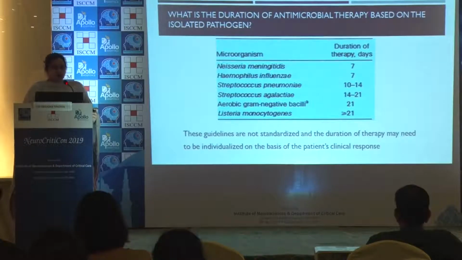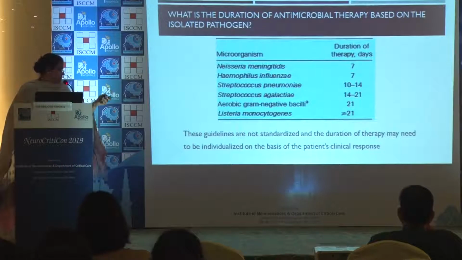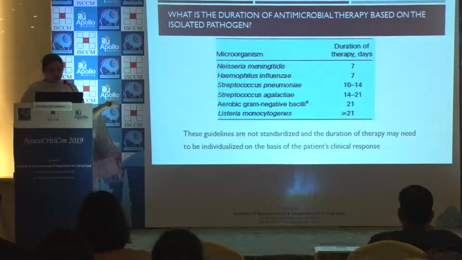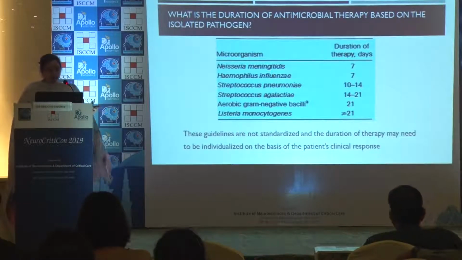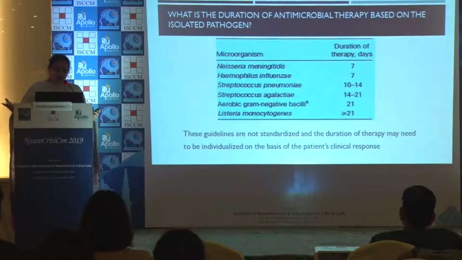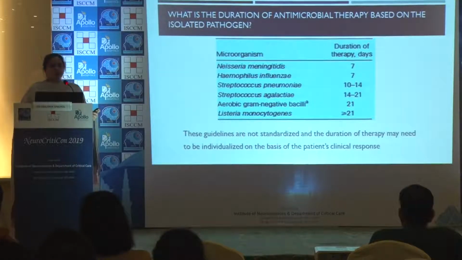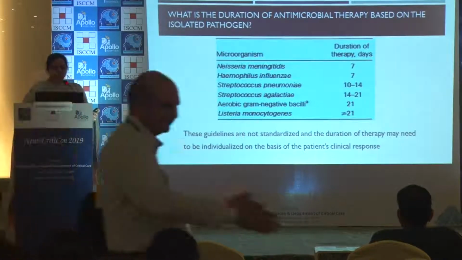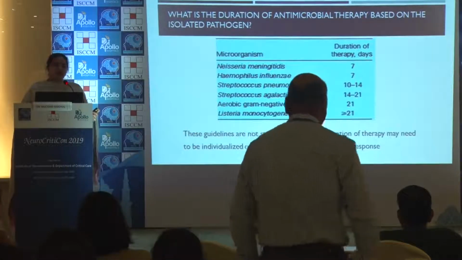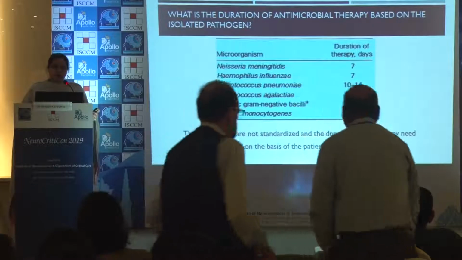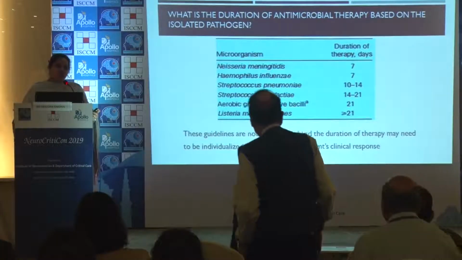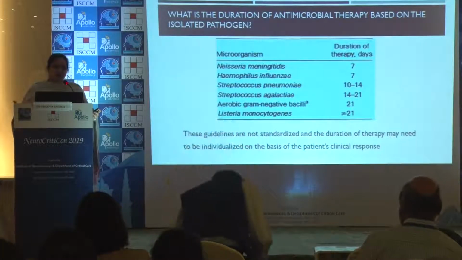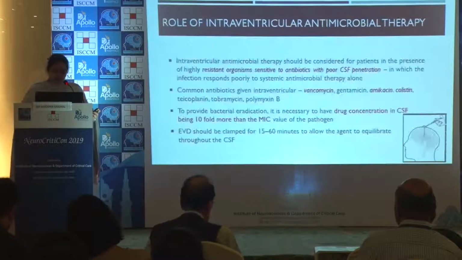Before that, what is the duration of antimicrobial therapy based on the isolated pathogen? Now, it is not proven. Please do not consider it as standardized. They say for Neisseria, Haemophilus influenzae, you may treat only 7 days. I don't know. Strep pneumonia, strep agalactiae for 2 to 3 weeks, and for all resistant gram-negatives and listeria for 4 weeks. Our usual practice, the most common organism that we encounter is gram-negative. We usually treat for 4 weeks at least.